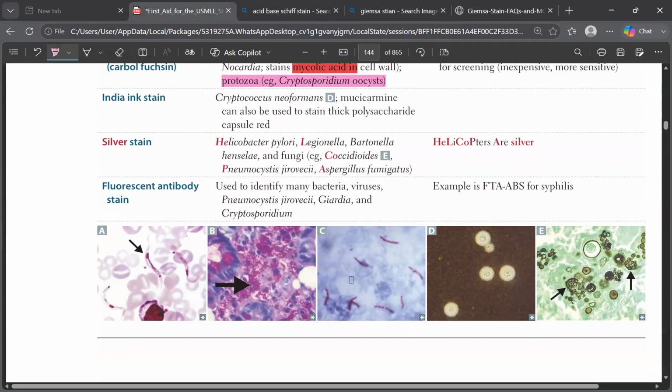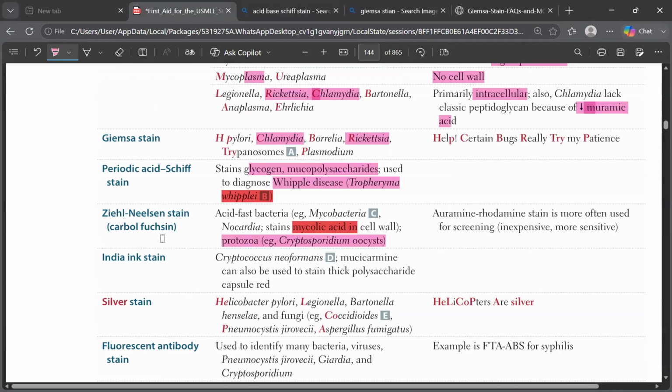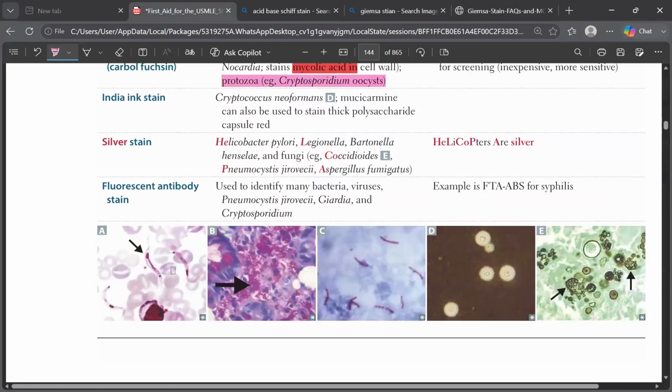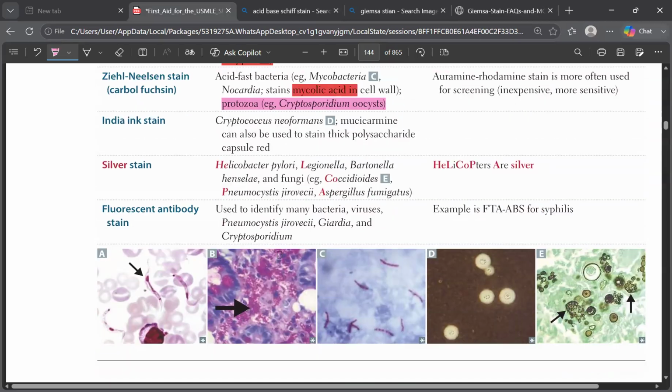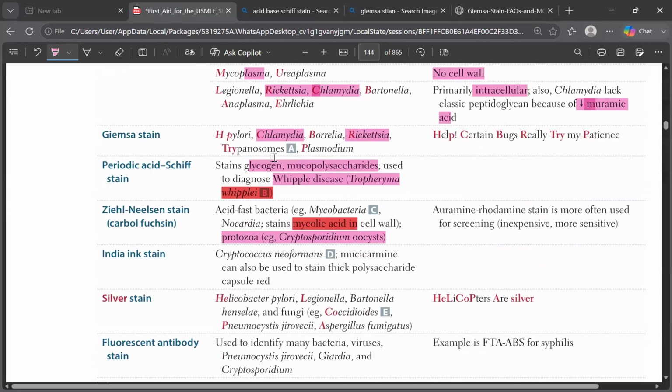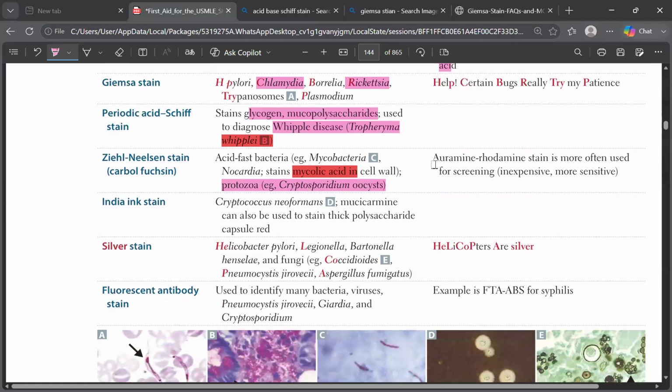So mycobacteria here, Tropheryma whipplei right here, and which was this one? Trypanosomes right here. We've done Giemsa, periodic acid Schiff stain, and Ziehl-Neelsen stain or carbolfuchsin up till now. There's also a stain called auramine rhodamine stain that is more often used for screening. It is inexpensive and more sensitive.